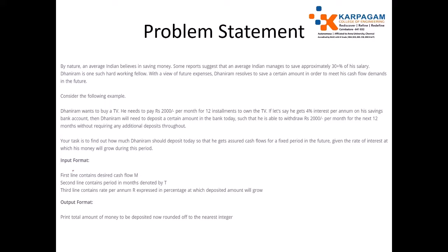So the input format will be: the first line contains the desired cash flow, that is, what amount of money he needs every month. The second line contains the period in months, denoted by T, and the third line contains the rate per annum, expressed in percentage, at which the deposit amount will grow. The output format will be the total amount of money to be deposited now, rounded up to the nearest number. So we need to forecast how much money is to be deposited to get a fixed amount of money every month.